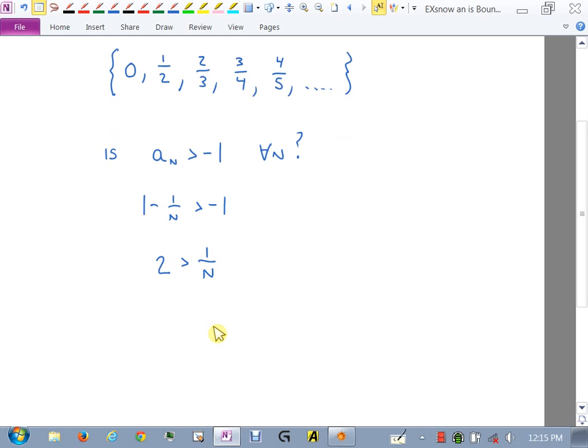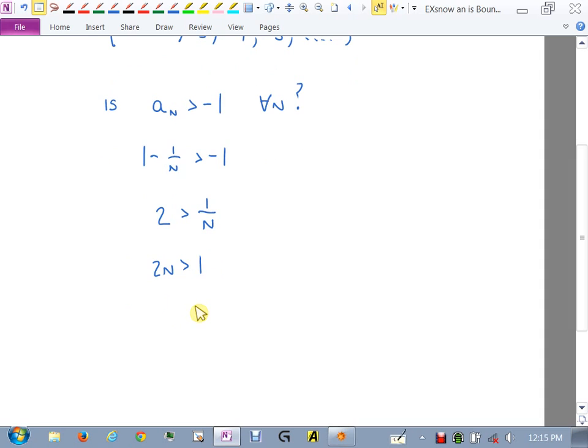Me too, but we can go one more step. How about we multiply both sides by n? Do I have to worry about flipping the inequality? No, because n's a positive number. So this is saying 2n is greater than 1. Are you comfortable with that being true all the time? Let's go one more step. Divide by 2. Is n greater than 1/2? Yes. Why? Because we're starting at n is 1, right?